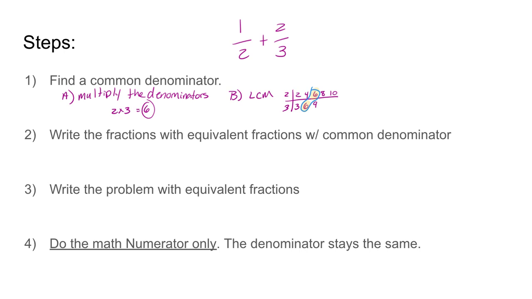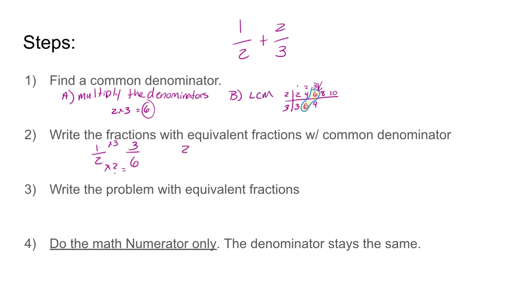So now my second step is I need to write the fractions with the common denominator. So my first fraction was 1 over 2, I need to write that with 6 as my denominator. So 2 times what equals 6? 2 times 3, right? Or you can go 1, 2, 3 right here, the third one. So 2 times 3 is 6, so 1 times 3 is 3.